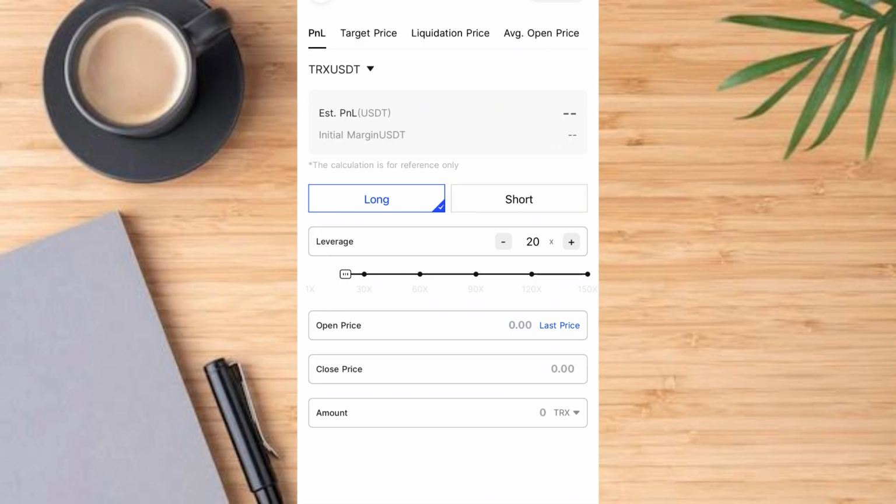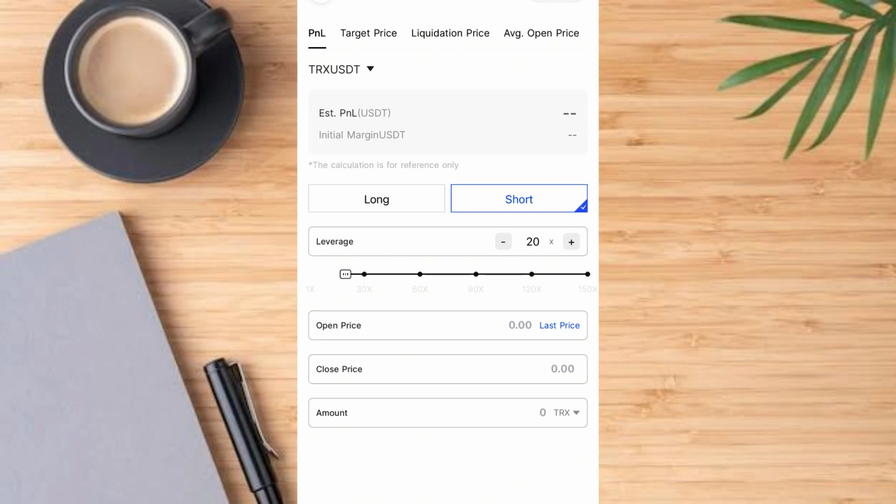Then you have to decide whether you are going long or going short. When you take long, it means the price of that particular token here, Tron, is going to increase. And if you take short, you predict that the price is going to come down. Now, based on what is going on, I think the price is coming down. So I want to predict that the price of Tron is coming down.